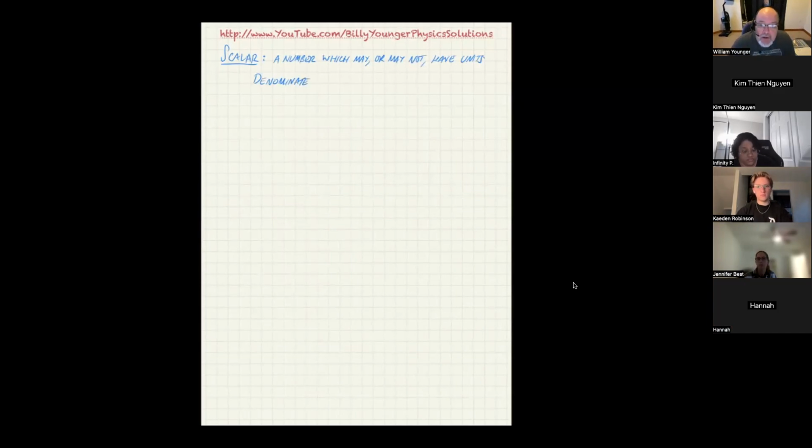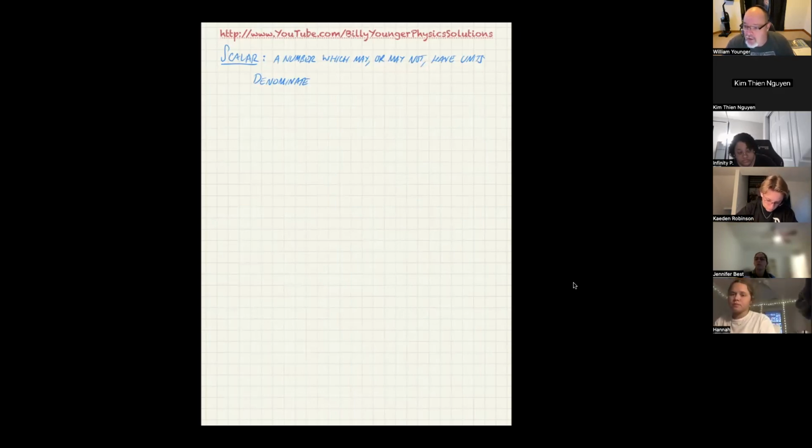All right, so I'm going to write down this definition real quick. So a scalar is just a number. I'm making a little bit of a stretch to make sure you understand the difference between a number that has units versus a number that doesn't have units. That's also the difference between a ratio and a rate.